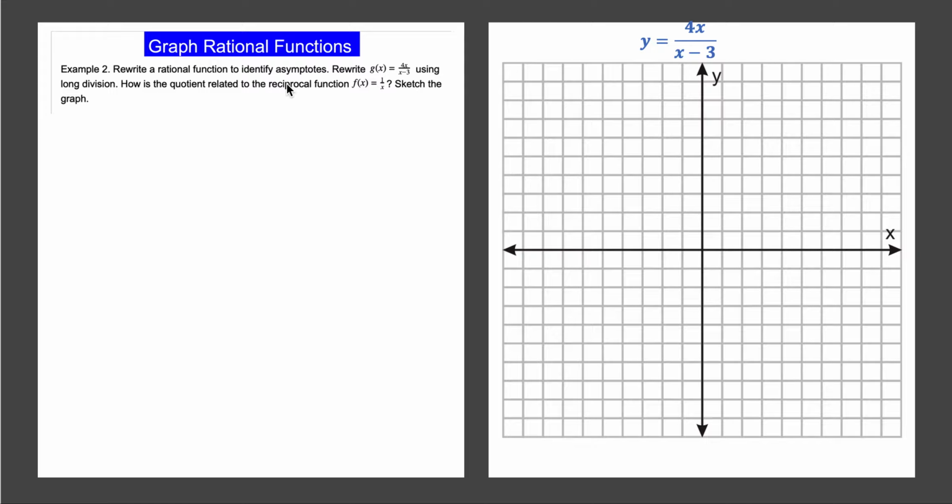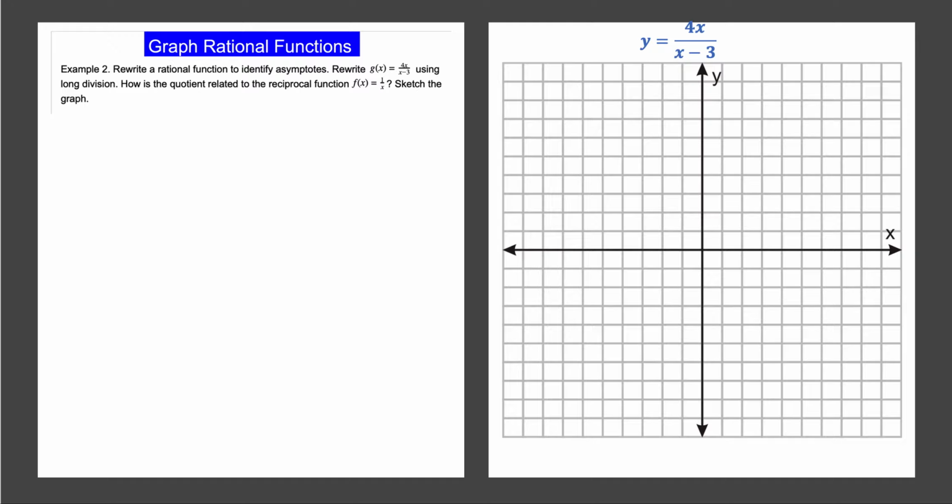Graph a rational function, rewrite it in identity form, and identify the asymptotes. Rewrite g of x with x minus 3. Here they ask us to write it based on the parent function 1 over x to sketch the graph. But let me try a different approach. Let me work with this function directly to find the horizontal and vertical asymptotes, and then sketch the graph by finding the x-intercept and y-intercept.